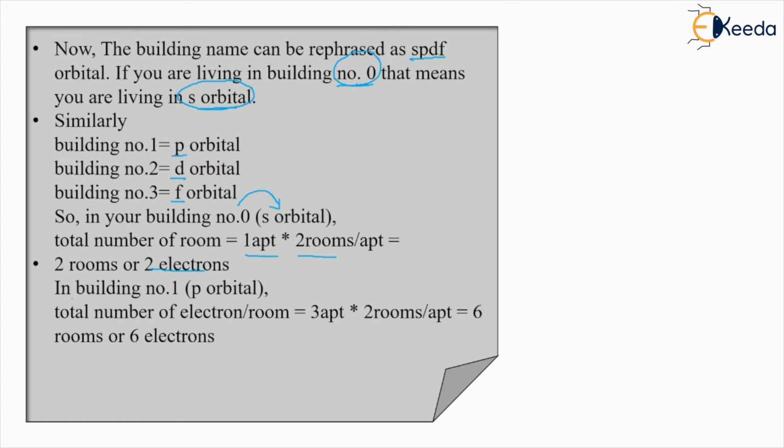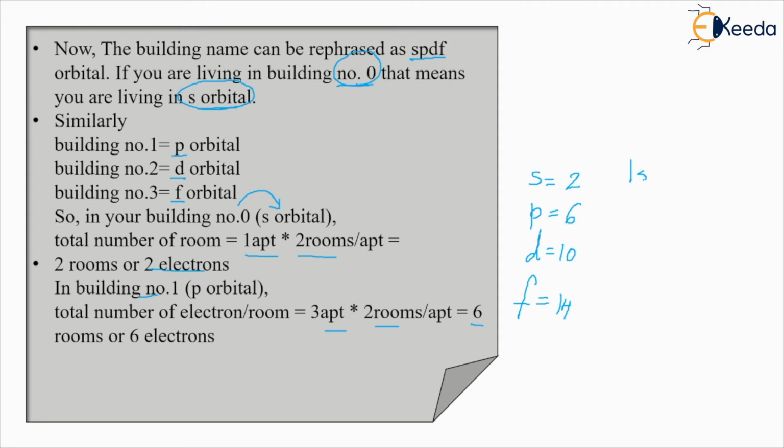In the same way, when I talk about building number 1, how will we do it? 3 apartments into 2 rooms. So 3 twos are 6. So the second one will have 6 electrons. The S has 2 electrons, P has 6 electrons, D has 10 electrons, and finally F has 14 electrons.